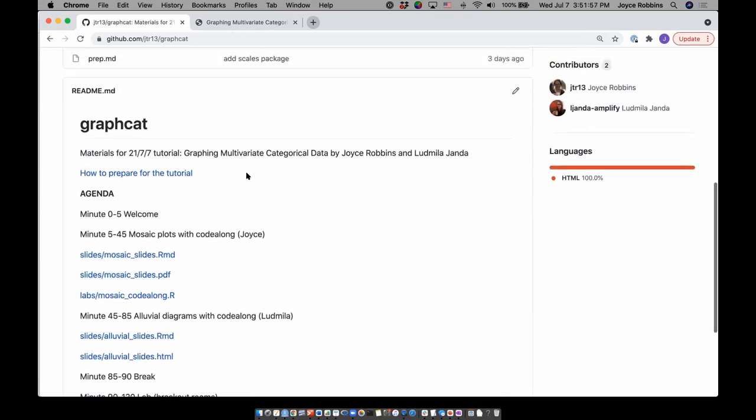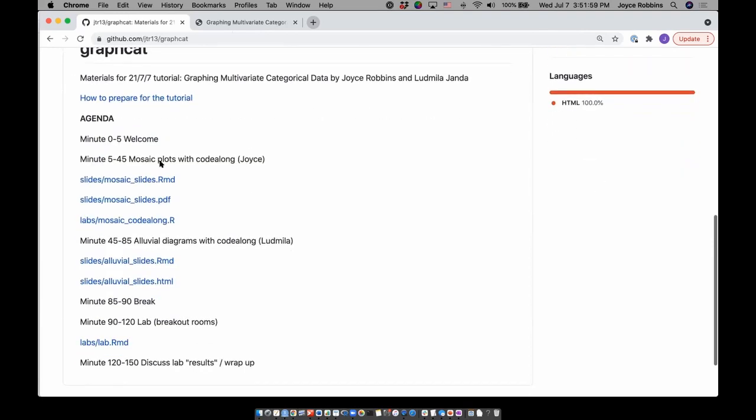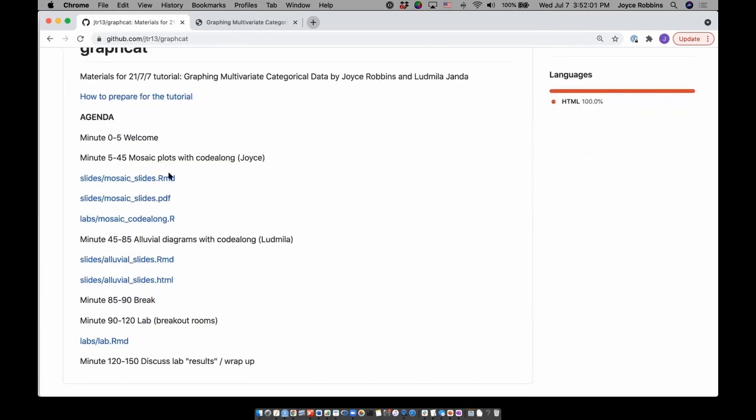So I'll just point out one more thing on our repo, which is that we have these links to the specific slides. So the slides I'm going to show you first are these mosaic slides. And then when we do the code along, you may want to open this up in RStudio, whatever works best for you. Some people like to code at the same time or just watch what I'm doing either way. And when we get to the breakout rooms, we'd encourage you to turn on your videos so that you can meet people and work together with them.